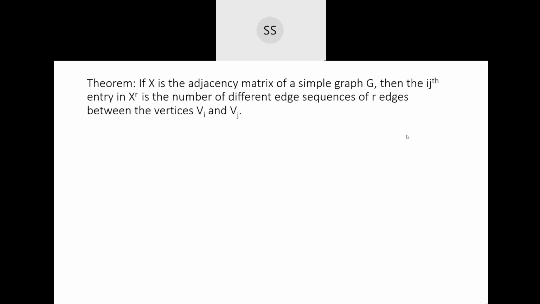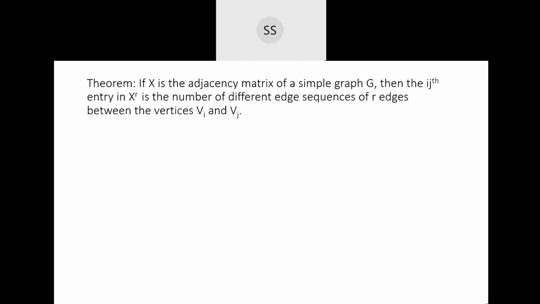As you can see, the theorem says that if capital X is the adjacency matrix of a simple graph, given a graph capital G, then the ijth entry in X raised to R is the number of different edge sequences of R edges between vertices Vi and Vj.